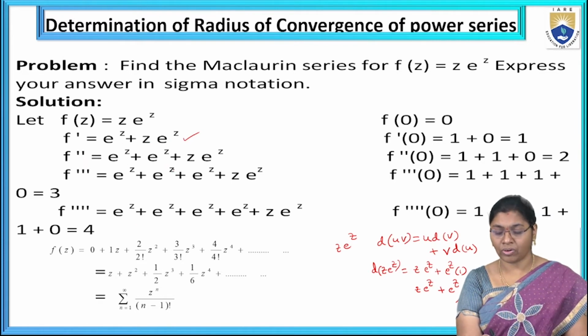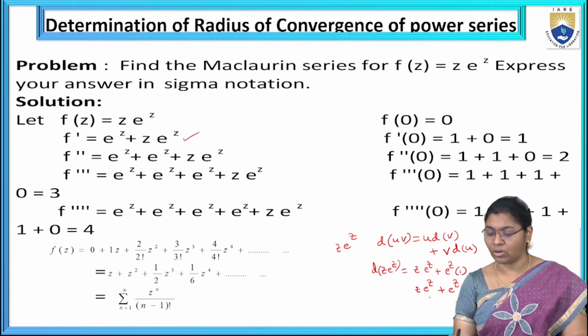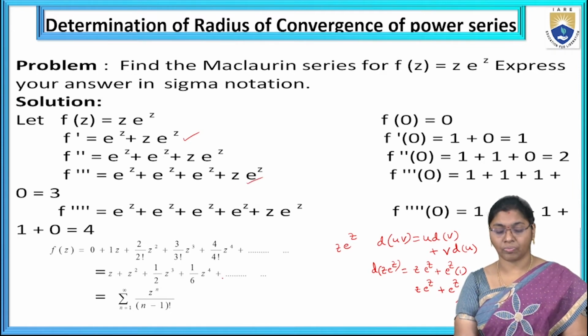Z into e power z, derivative is again z e power z plus z into e power z. Now this is 2 e power z. Now the third time derivative: e power z as it is, e power z as it is, e power z. Again z into e power z means z e power z plus e power z. Using that one.